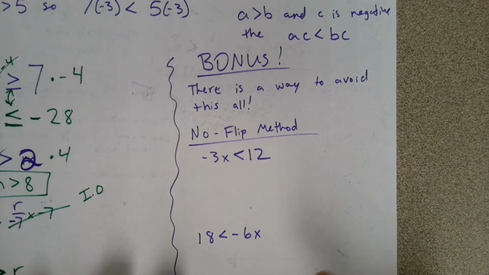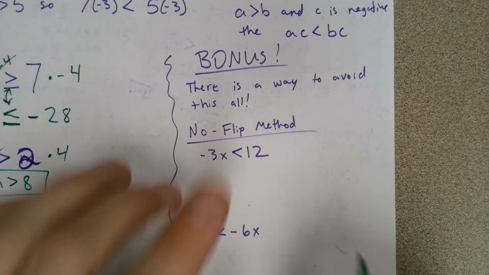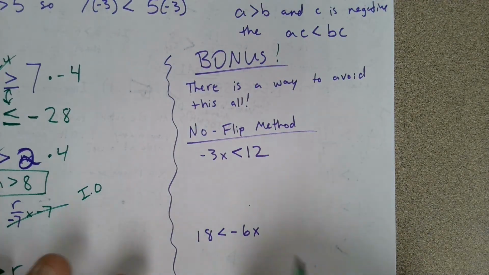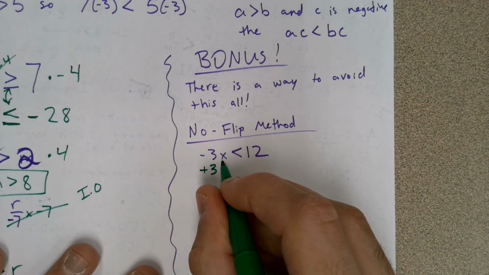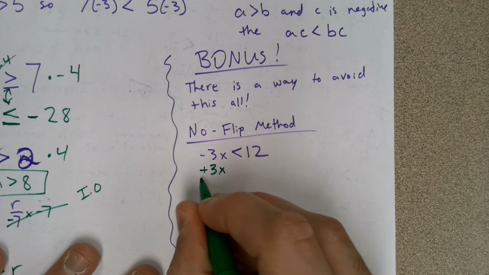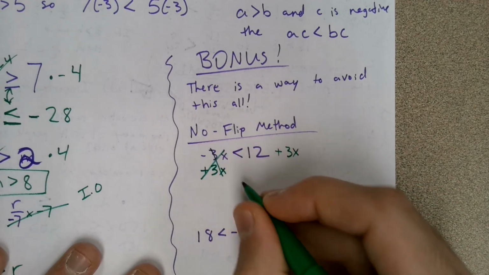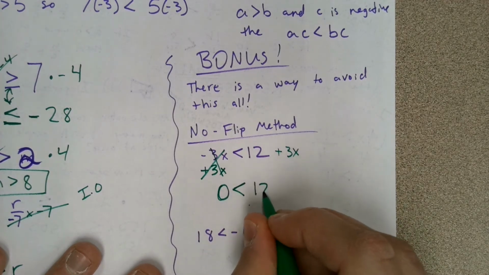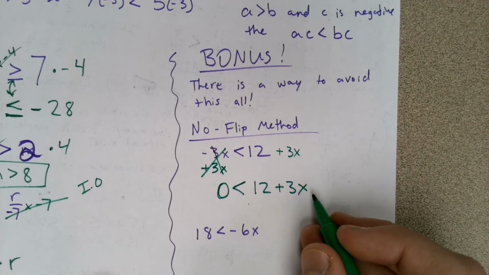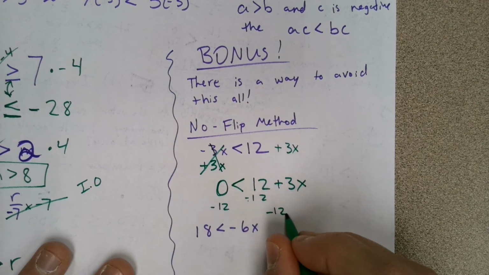What we can do is we can do this like an addition or subtraction problem. I have negative 3x is less than 12. Instead of dividing this by negative 3 to get x by itself, I can add 3x to each side. Plus 3x there, plus 3x there. These will cancel out, leaving us with 0 on this side. 0 is less than 12 plus 3x. We still have to get that variable by itself. What can we do? Subtract 12 here. Subtract 12 gets us to negative 12.